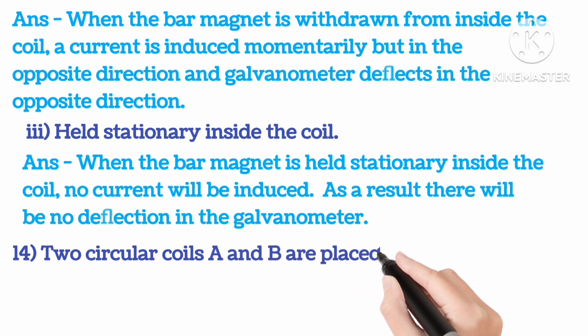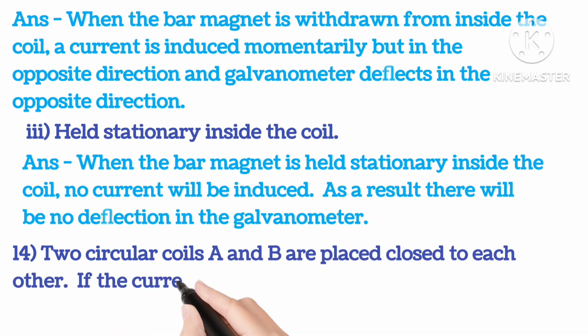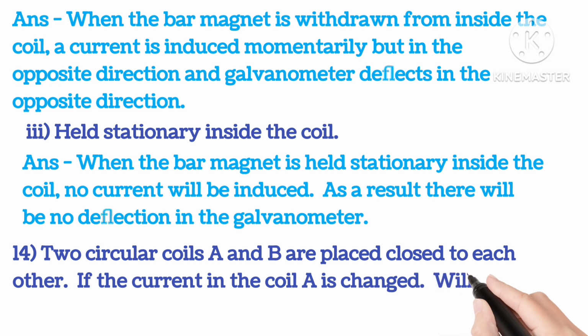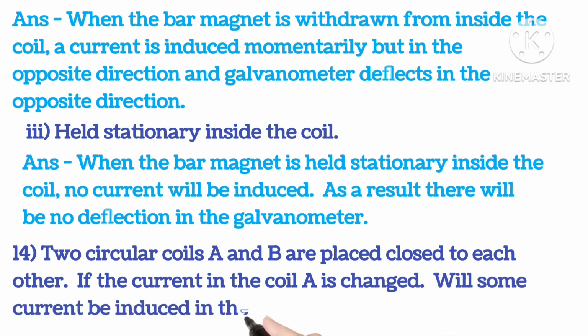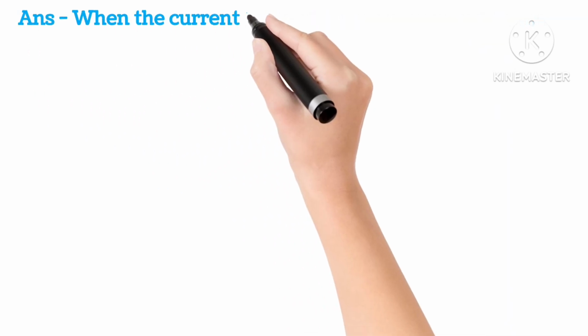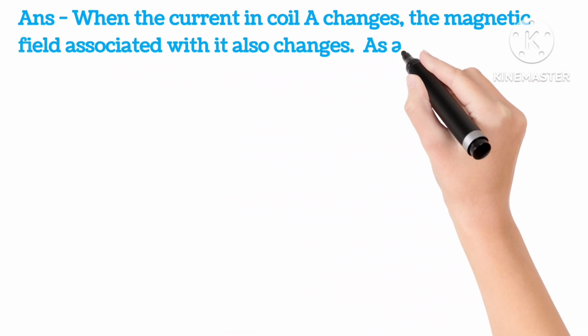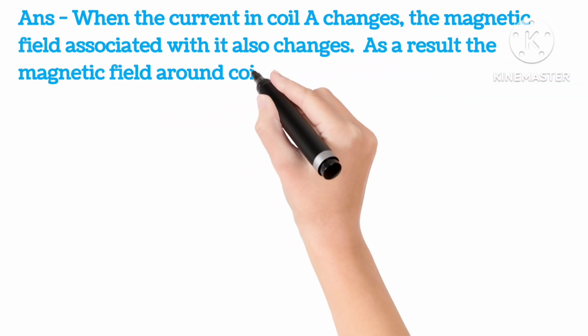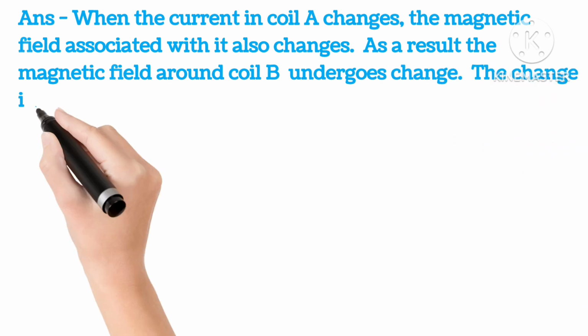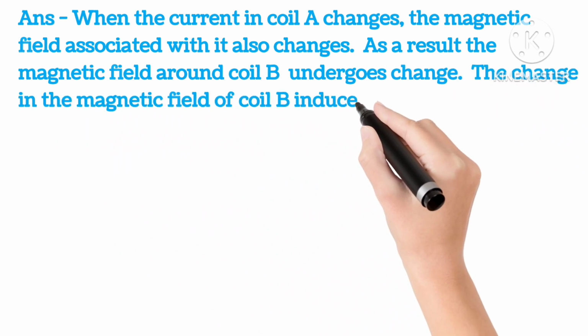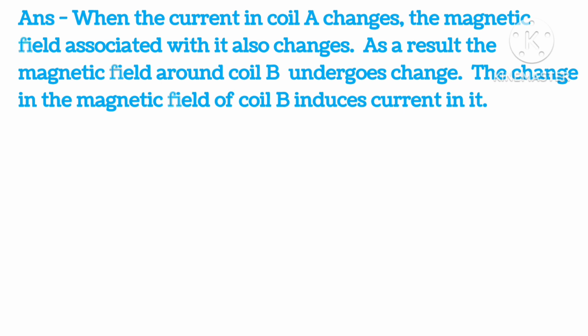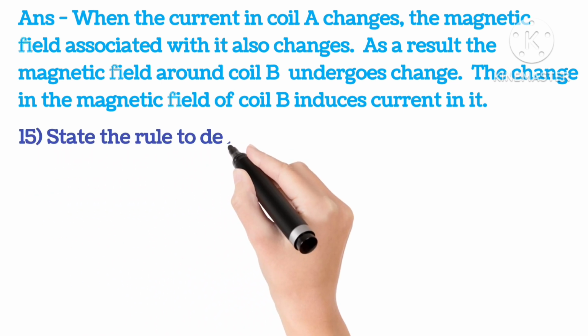Two circular coils A and B are placed close to each other. If current in coil A is changed, will some current be induced in coil B? Give reasons. When the current in coil A changes, the magnetic field associated with it also changes. As a result, the magnetic field around coil B undergoes change and the change in the magnetic field of coil B induces a current in it.